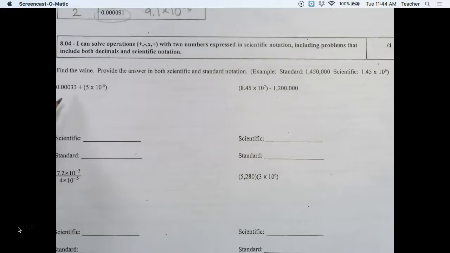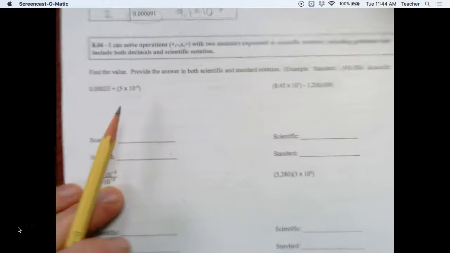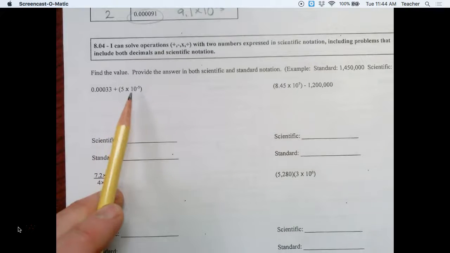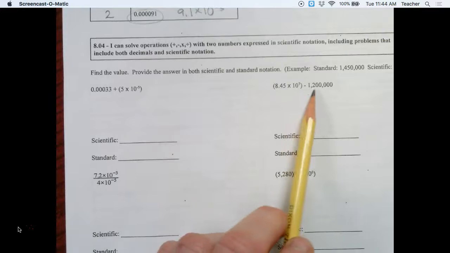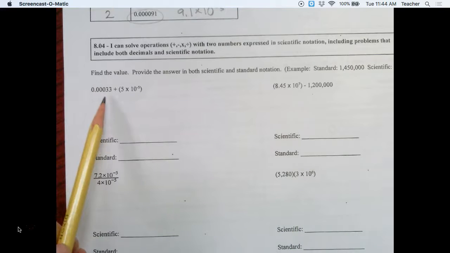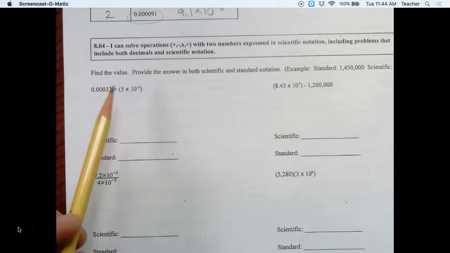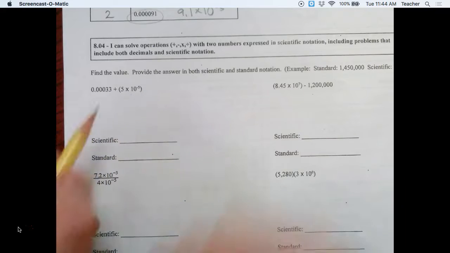So all of these problems have one of the numbers in standard notation. Move this over. Standard notation, scientific notation. This one is scientific and standard. At least these are both in scientific. And this is in standard and scientific. So the issue with this type of problem is I need to either turn this into scientific notation or turn this into standard notation. I'm going to do this problem both ways so that we understand.